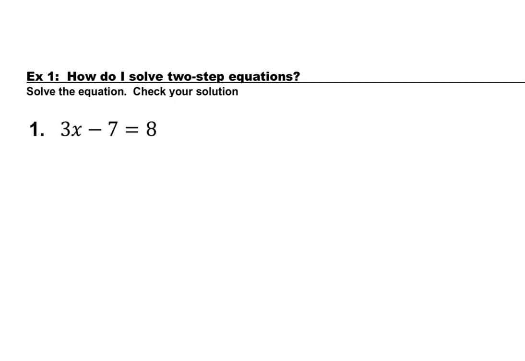So the first thing we want to do is draw our line down, and we're going to be isolating the variable. All the numbers with the variable will go to one side, and the numbers without the variable will go to the other side.